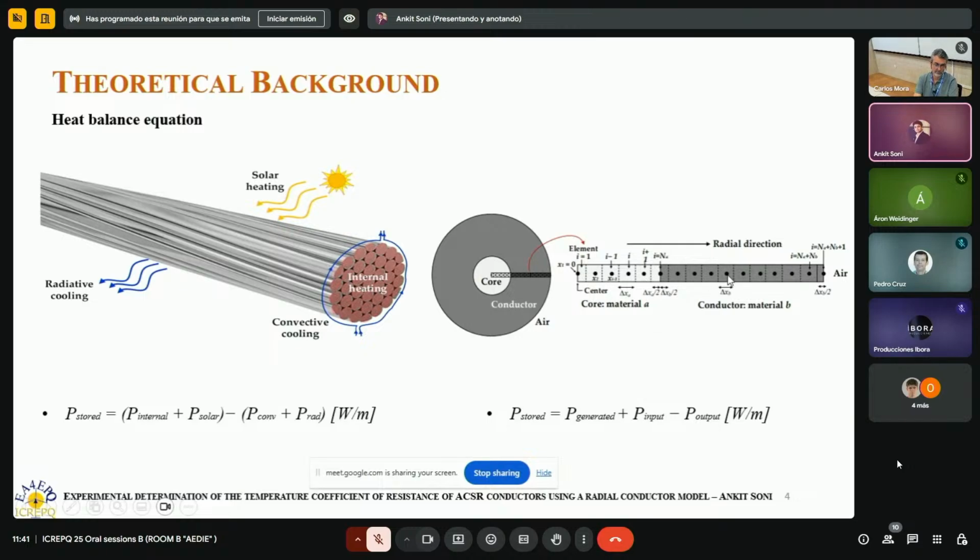P generated is because of the current, I squared R. P input is the conduction part, coming from the higher temperature to the lower temperature side, the conduction power coming from the core to the surface, and P output is from this segment, just going out. So I've used this particular model to get the temperature at the core, as well as the average.